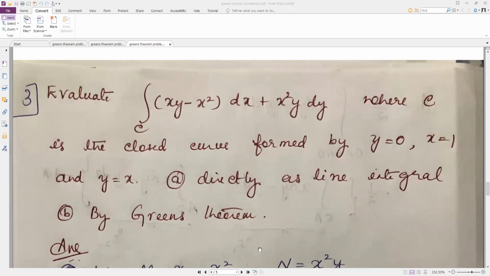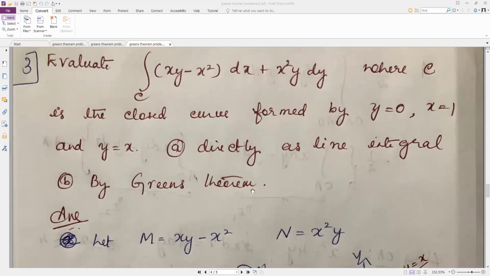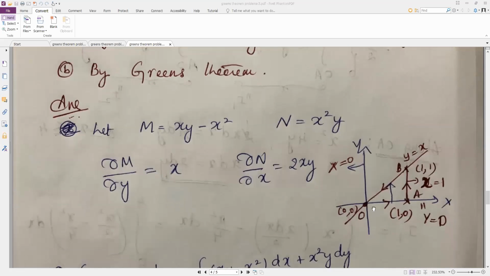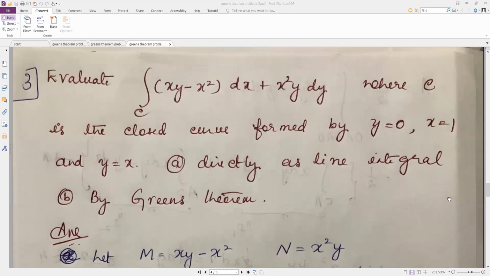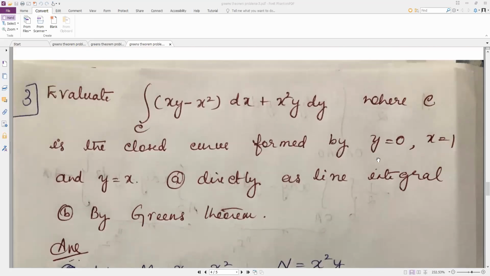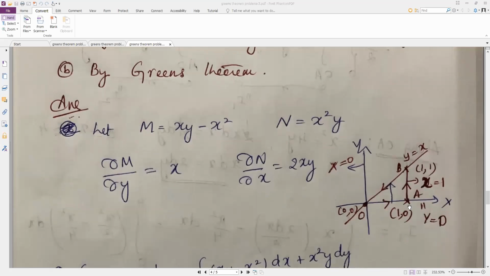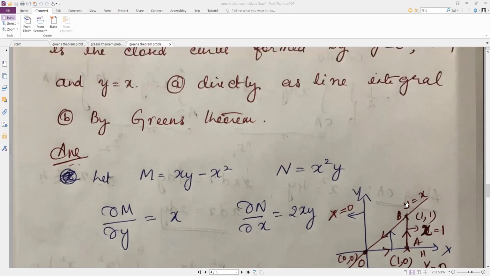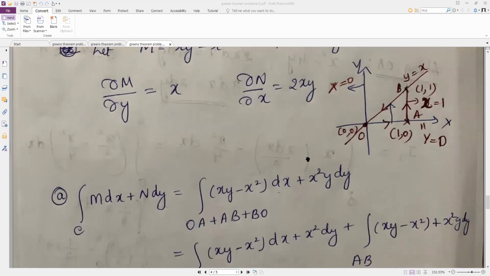Let me check the closed curves now. So what are the curves? They have given y equal to 0. Y equal to 0 means this line, correct? And x equal to 1. This line is called x equal to 1, correct? And which line is called y equal to x? This line is called y equal to x, correct? Now this is our region. This is our region of integration. And what is our path? O to A to B, B to O.